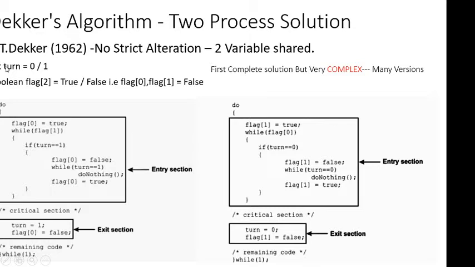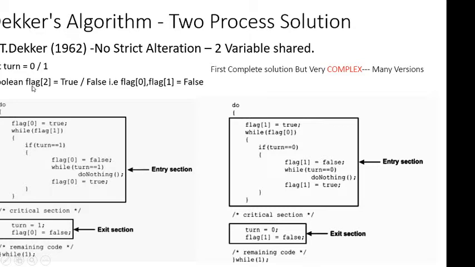There's going to be an integer variable turn that has 0 or 1: if 0, it is process 0's turn; if 1, it is process 1's turn. And there is also going to be a Boolean flag. So Boolean flag is an array, right? Flag 0 is process 0's flag, and flag 1 is process 1's flag. Each takes a true or false value, because an array has two indexes, 0 and 1.